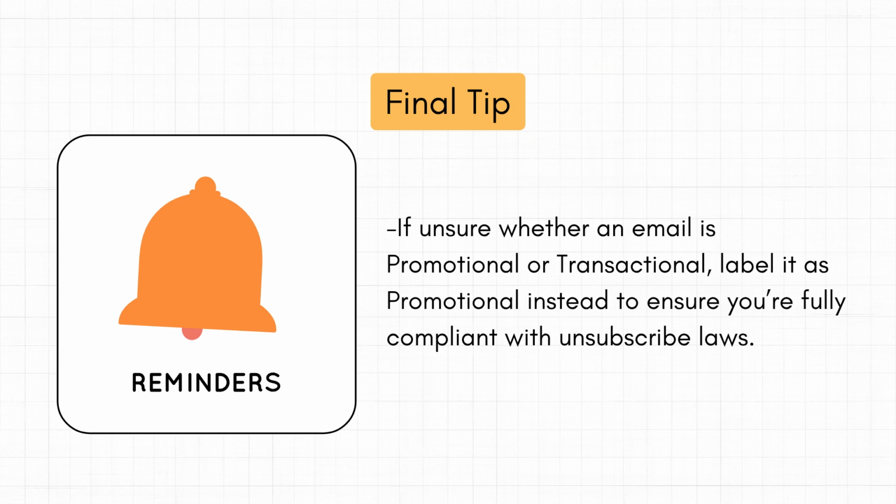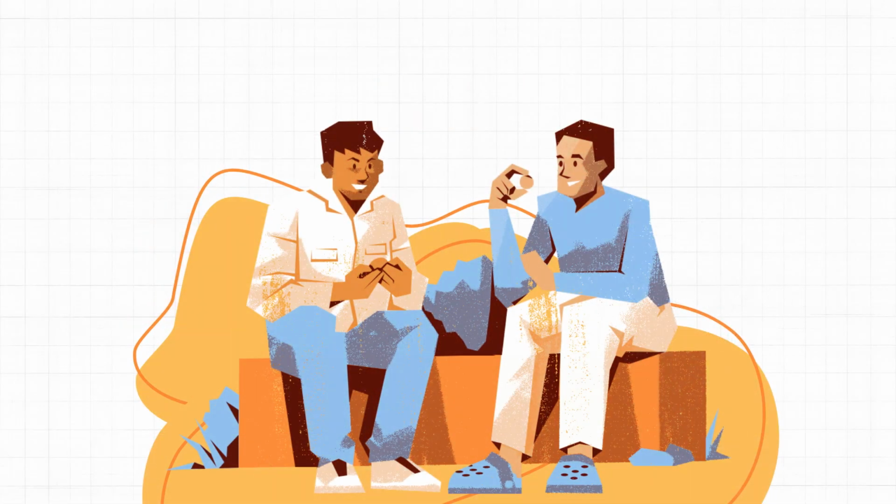So here's a final tip. If you're ever unsure whether an email is promotional or transactional, always err on the side of caution and label it as promotional instead. This ensures you're fully compliant with unsubscribe laws, even if it slightly affects your email balance. By understanding these 3 email types, you can ensure your Wix automations are not only powerful, but also legally compliant, giving your customers the control they expect.